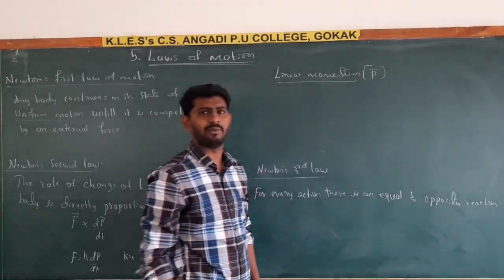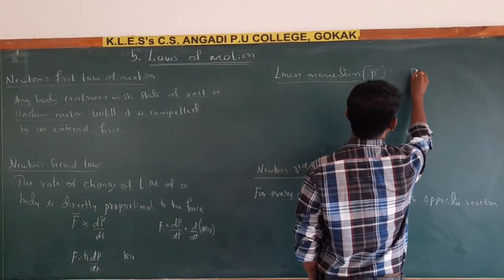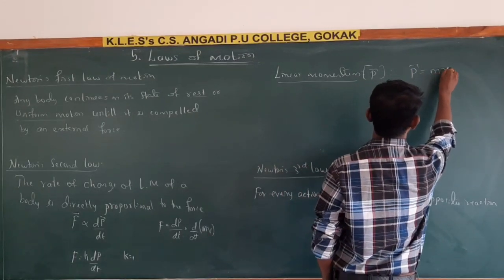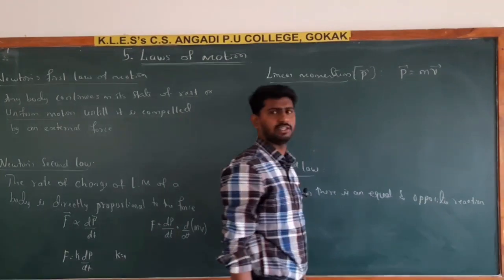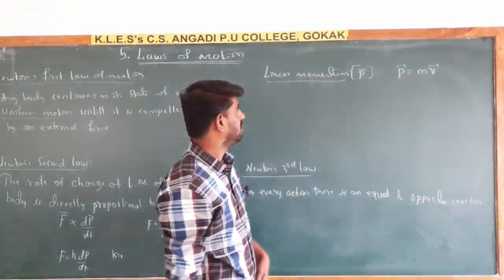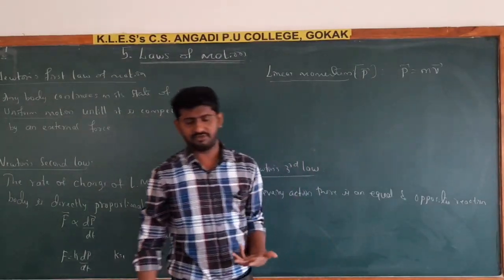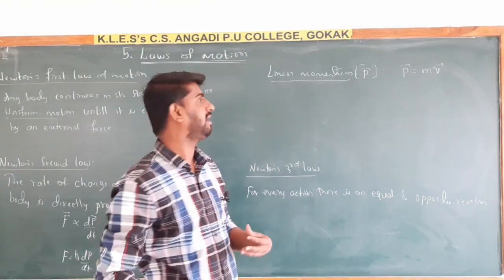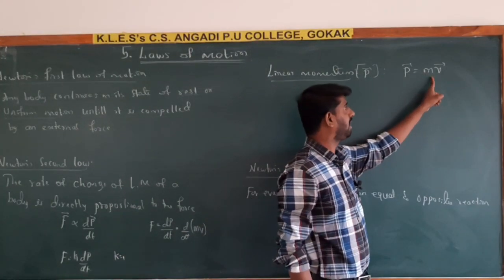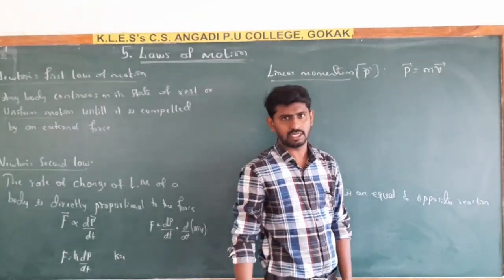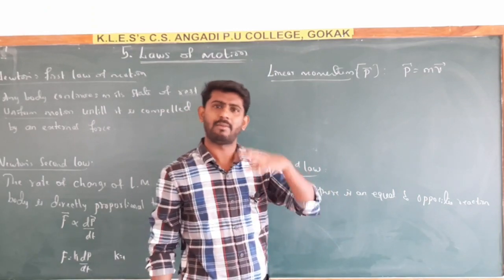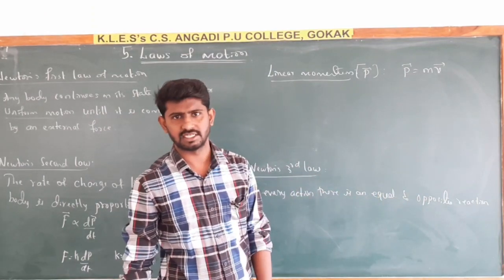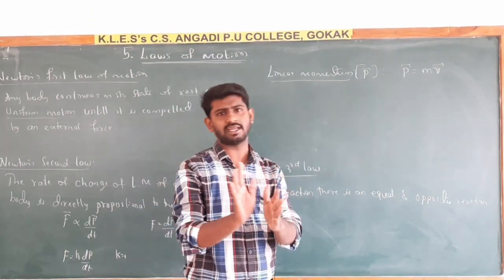So what is the linear momentum? We can write mathematically as P is equal to mass into velocity. If I asked you to define linear momentum, you can easily say it's a product of mass of a body and its velocity. It's a mathematical form, you may get marks.